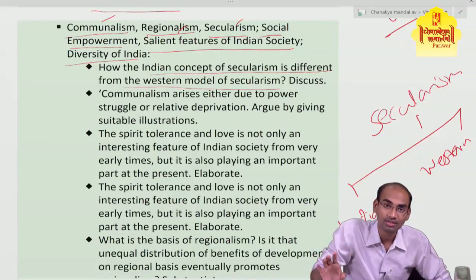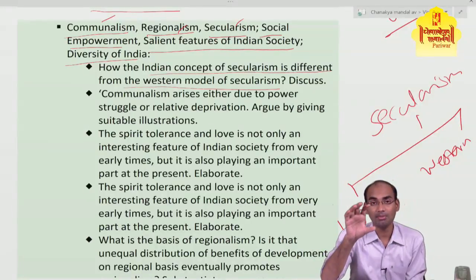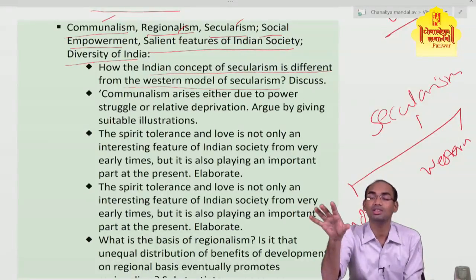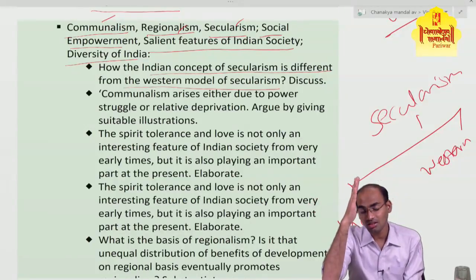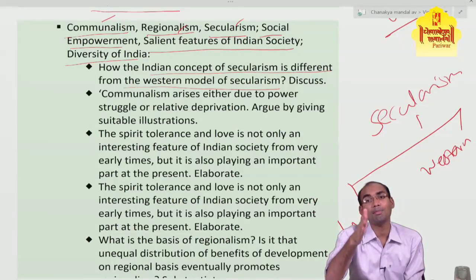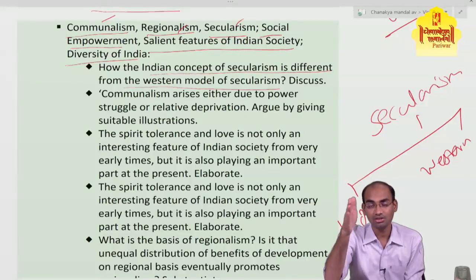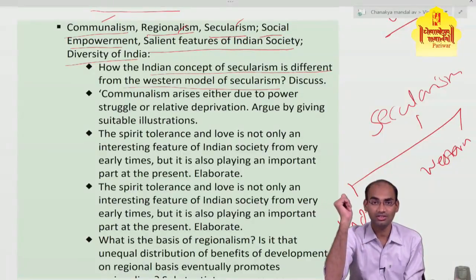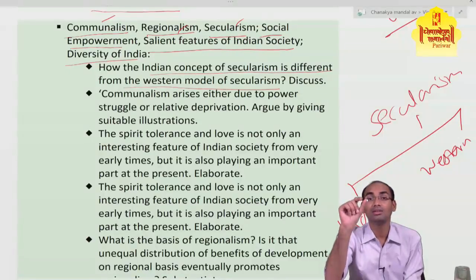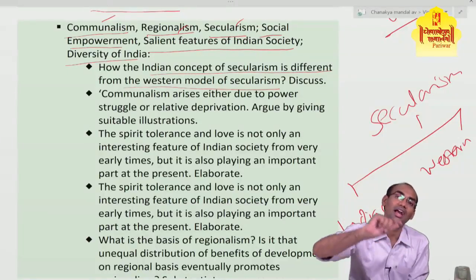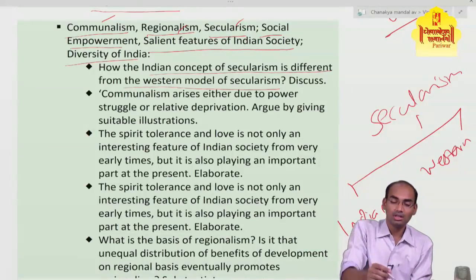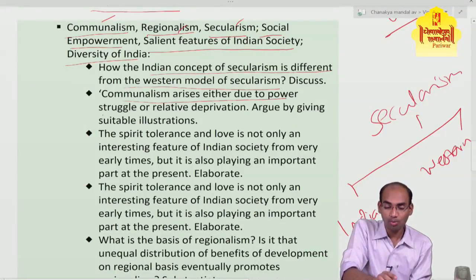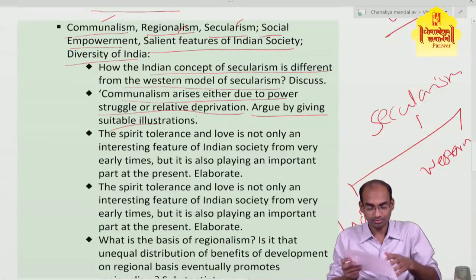Okay, India has a concept of all religions being equal. But in the Western concept there is no religion of government, so government has nothing to do with religion. There is very strict compartmentalization between government and religion in the Western concept, but in India there is a very subtle difference between the government and religious institutions. That is the very basic difference between Indian and Western secularism. Okay, then communalism arises either due to power struggle or relative deprivation. Argue by giving suitable illustration.